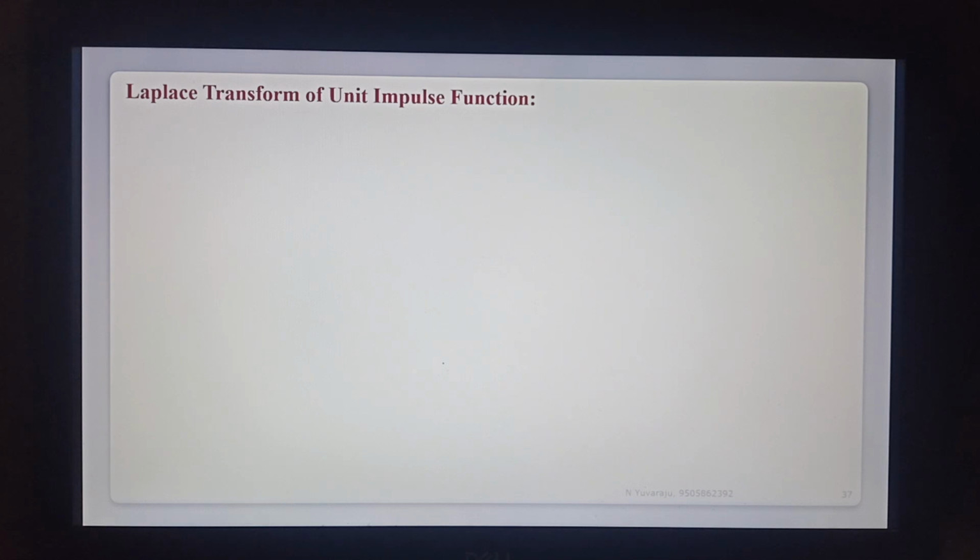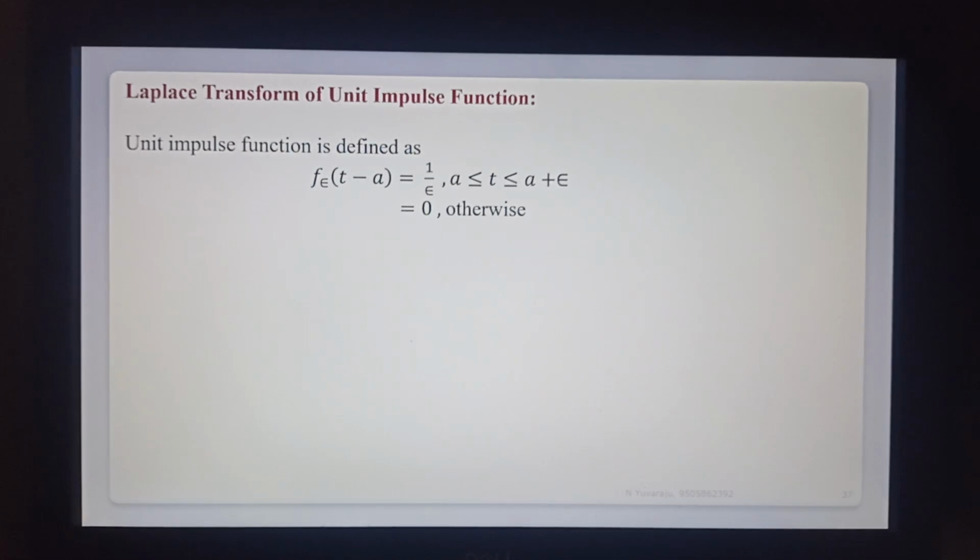So next, another function is the unit impulse function. The Laplace transformation of the unit impulse function. So this is the definition: the unit impulse function is defined as f of t minus a, epsilon, equal to 1 by epsilon when t is between a and a plus epsilon, otherwise 0. That is, below a and above a plus epsilon the value is 0.